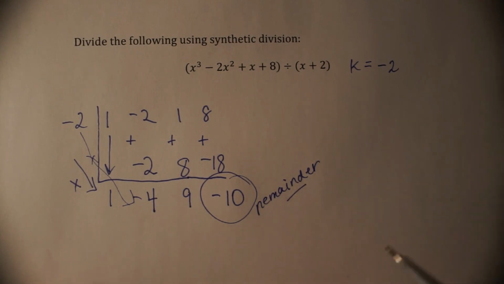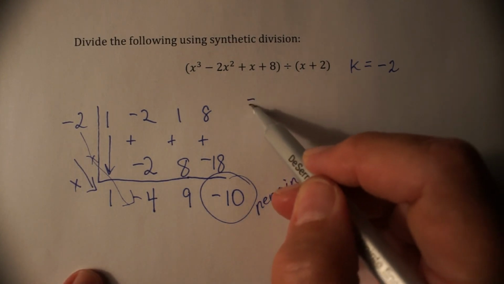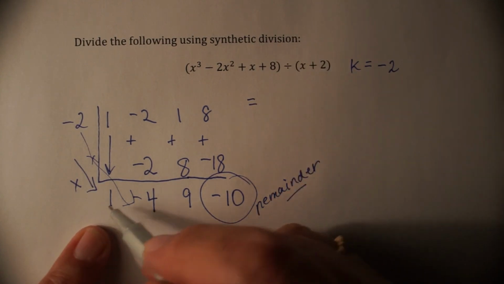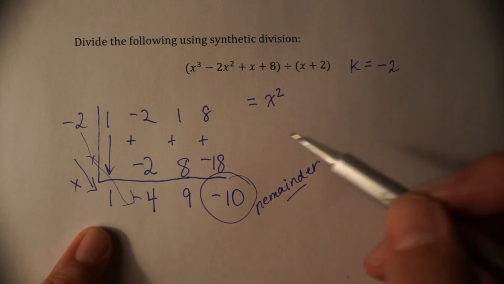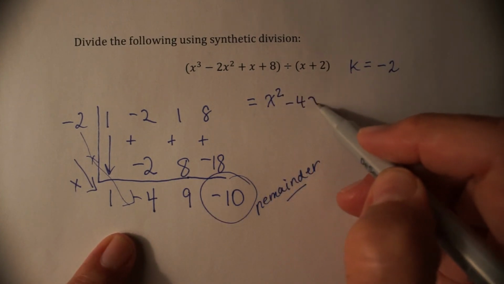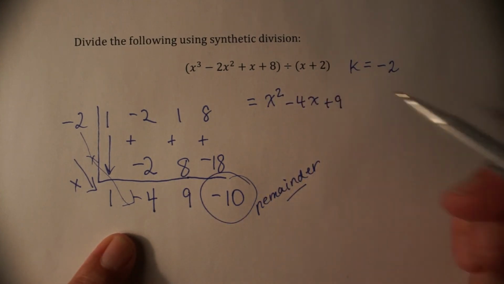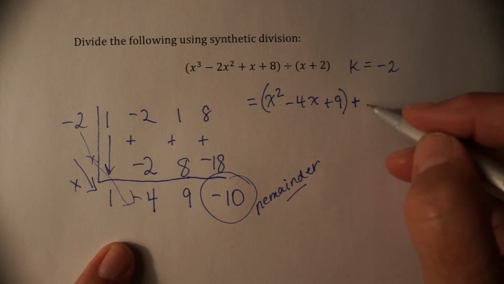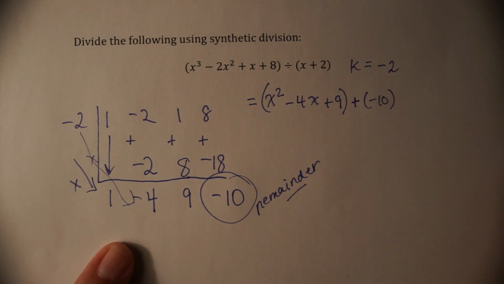So our answer then, when we take these two and we divide them, the quotient, the part on the top, is going to be 1x squared minus 4x plus 9. That's the quotient. And it's equal to this, plus negative 10, or subtract 10.